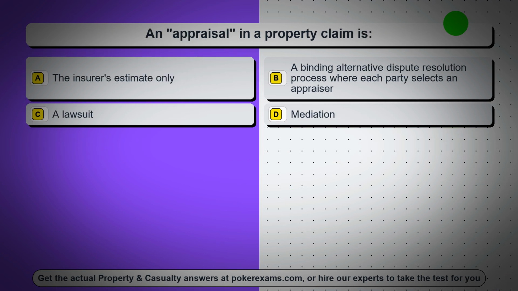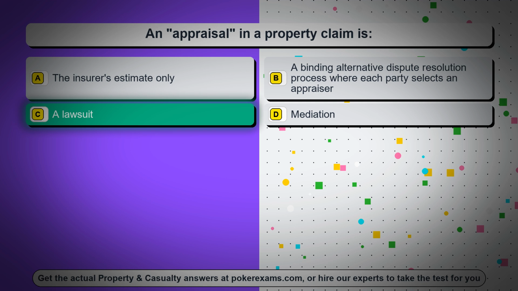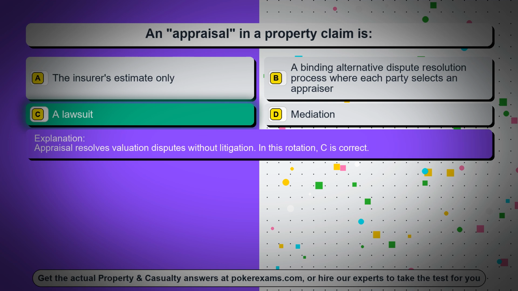Question 52. An appraisal in a property claim is option A, the insurer's estimate only. Option B, a binding alternative dispute resolution process where each party selects an appraiser. Option C, a lawsuit. Option D, mediation. The correct answer is option C, a lawsuit. Appraisal resolves valuation disputes without litigation. In this rotation, C is correct.